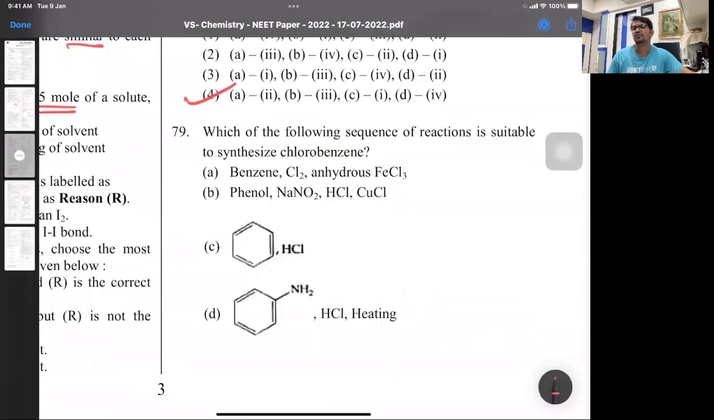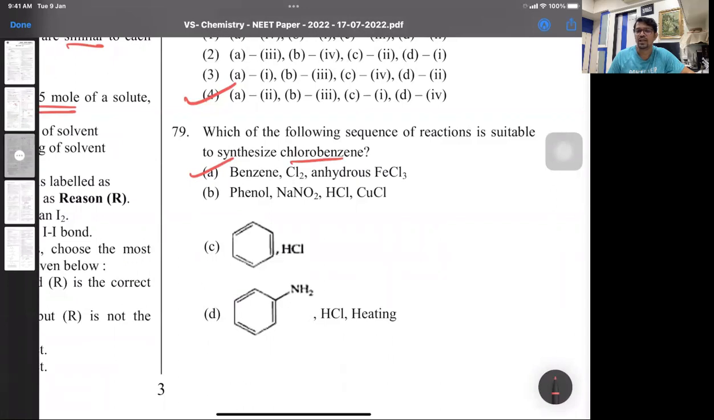Then 79, which of the following sequences is suitable to synthesize chlorobenzene? So, preparation of chlorobenzene, chapter hydrocarbons, aromatic part, electrophilic substitution reaction. That's the first one itself. That's why the answer is 1. Benzene reacts with chlorine in the presence of anhydrous FeCl3, the Lewis acid catalyst, to generate the electrophile Cl+, chloronium ion, and we get the product chlorobenzene.